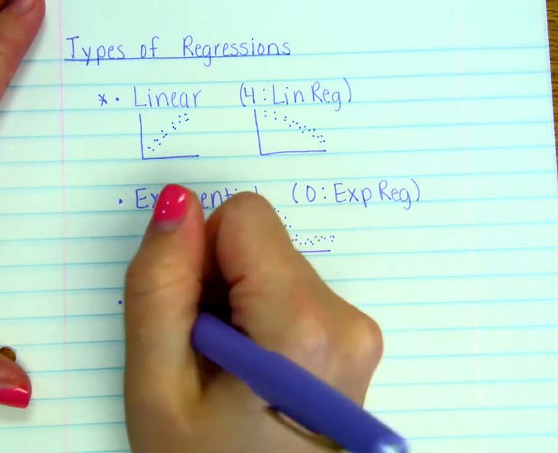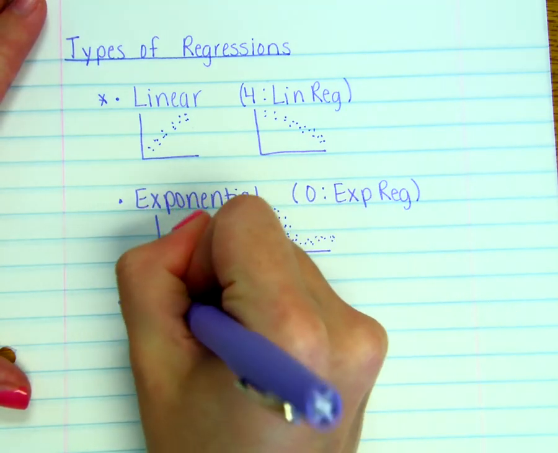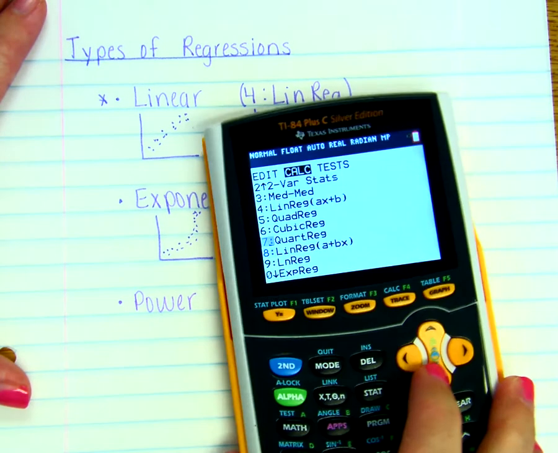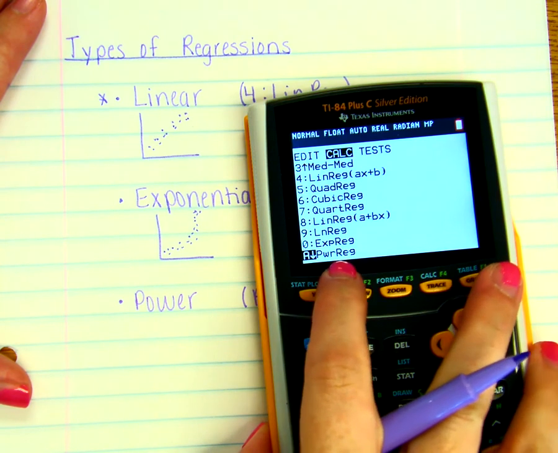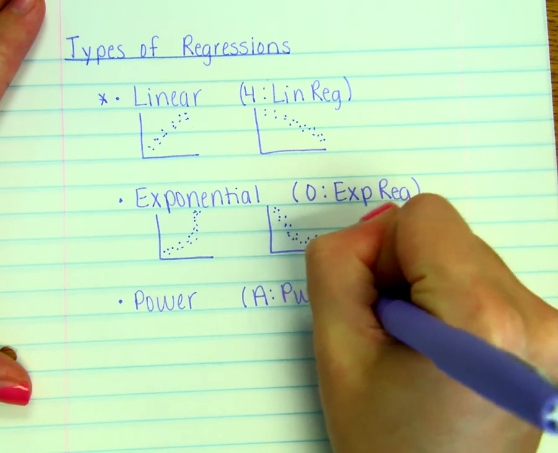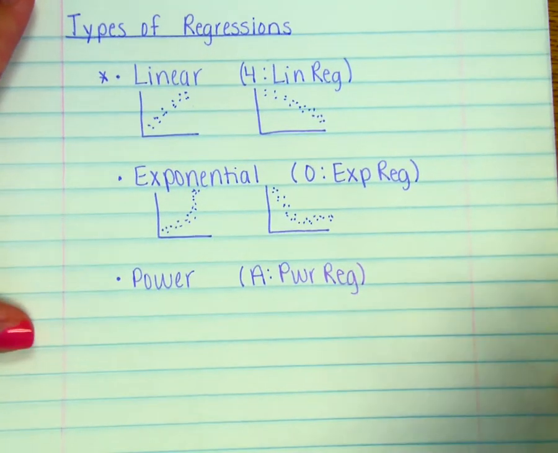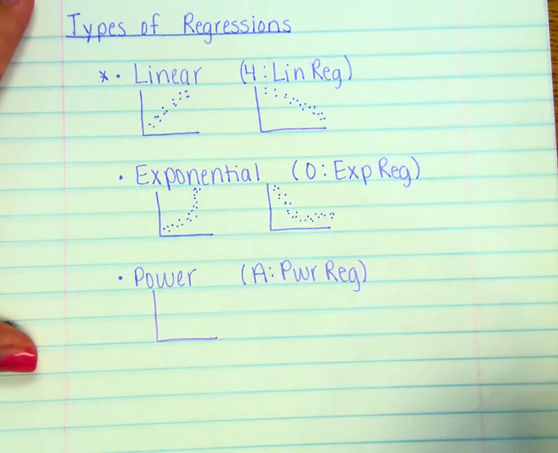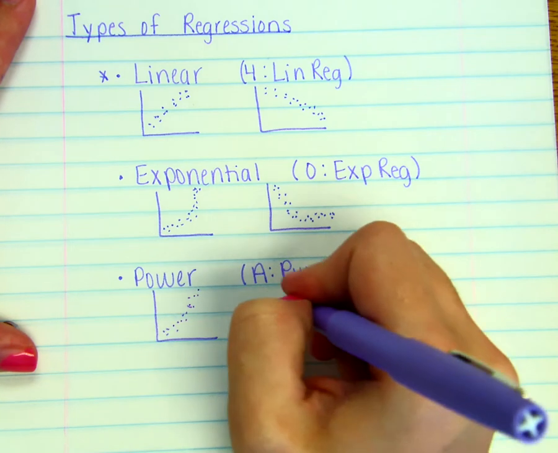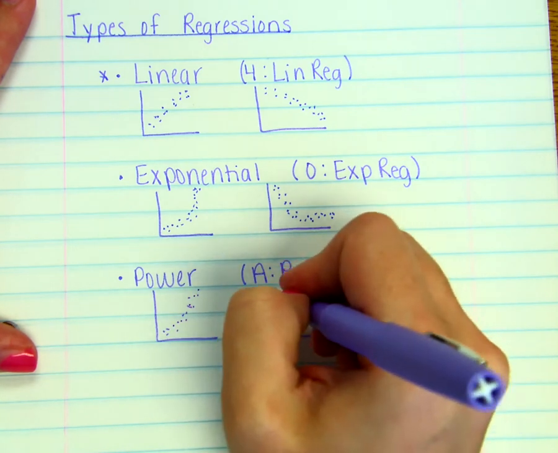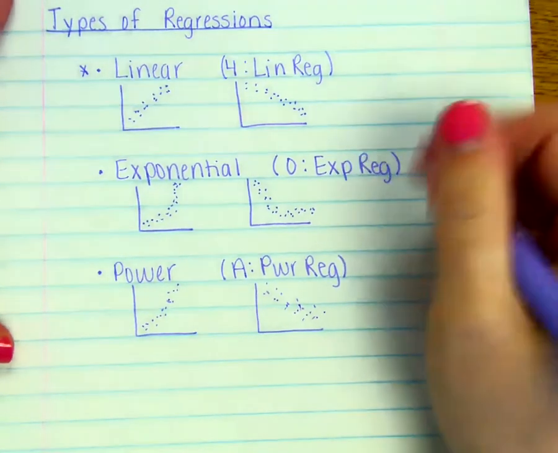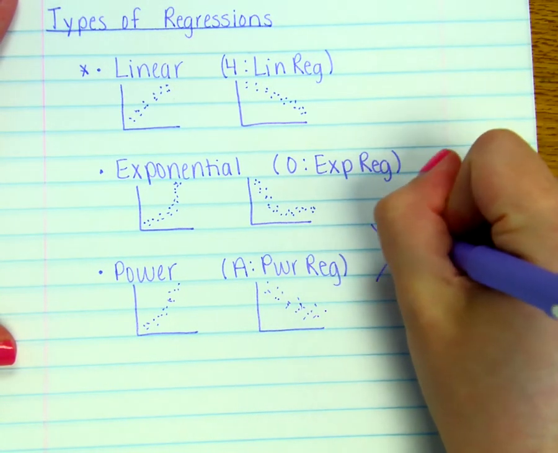Also, linear and exponential, we have power, which is option A in our calculator. Okay, right here, power regression is option A. So PWRREG. And that one kind of looks very similar to an exponential function. And again, these dots don't have to be perfect, just place them somewhere. Okay, so I'm just going to write here that these often look similar.